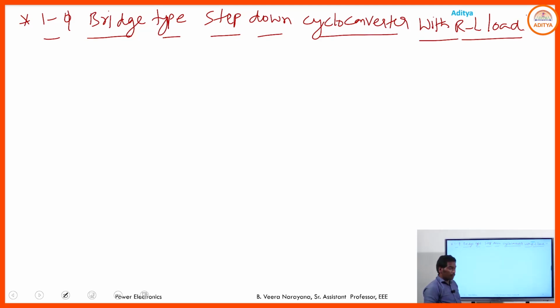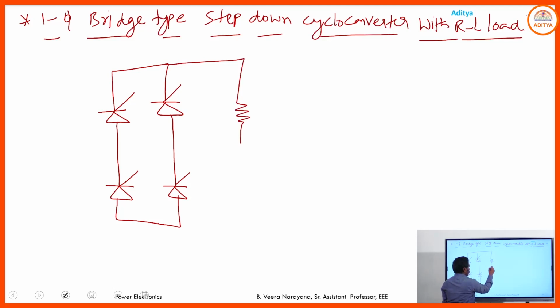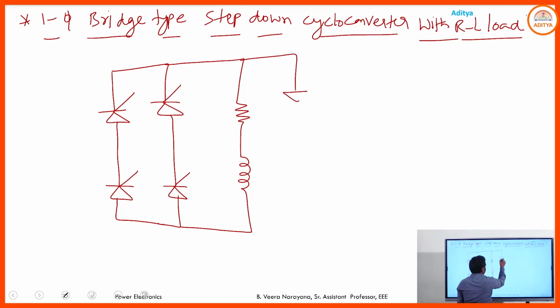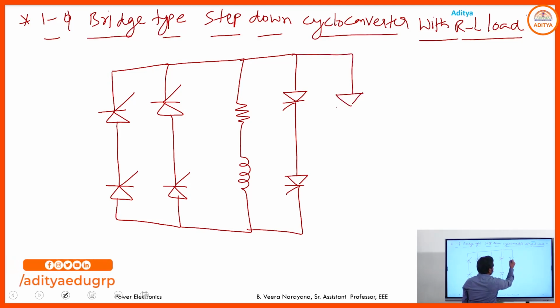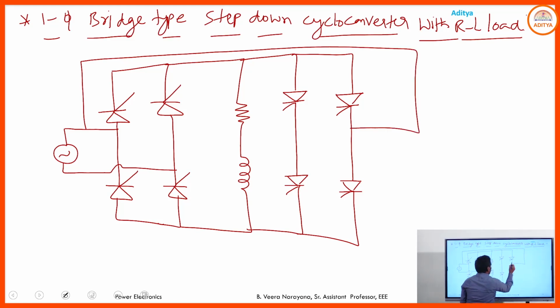Single phase bridge type step down cycloconverter with RL load. So coming to the circuit diagram, RL load, and here you have the source, and the same source is also connected here.